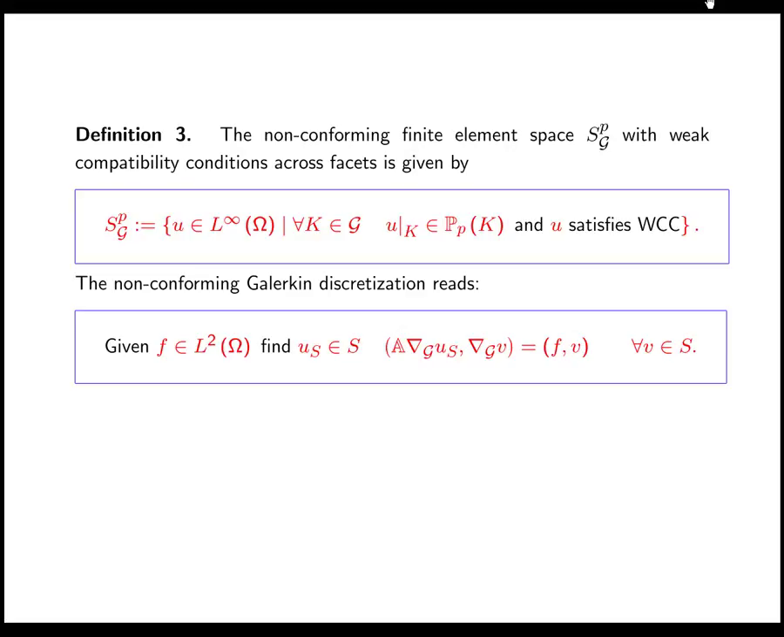Very simple, but very implicit. So all polynomials locally of degree p which satisfy this weak compatibility condition. And the discretization, this is very nice with this non-conforming method. Practically one can stay with the old bilinear form without additional terms. Of course, one has to apply the gradient element-wise, because they are discontinuous across the facets. So very simple, very classical.